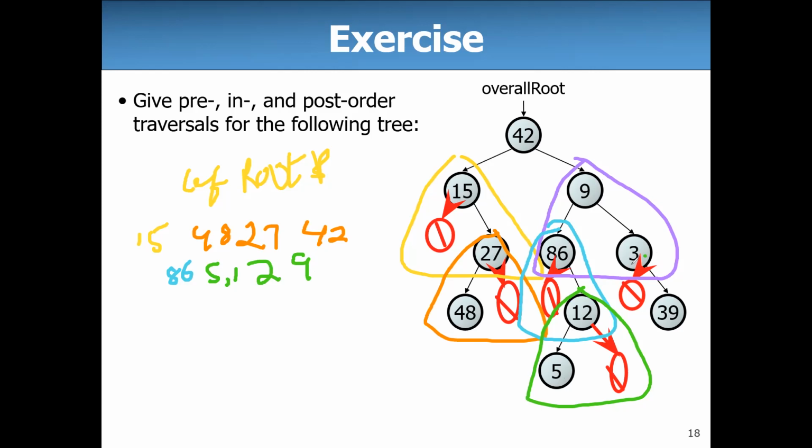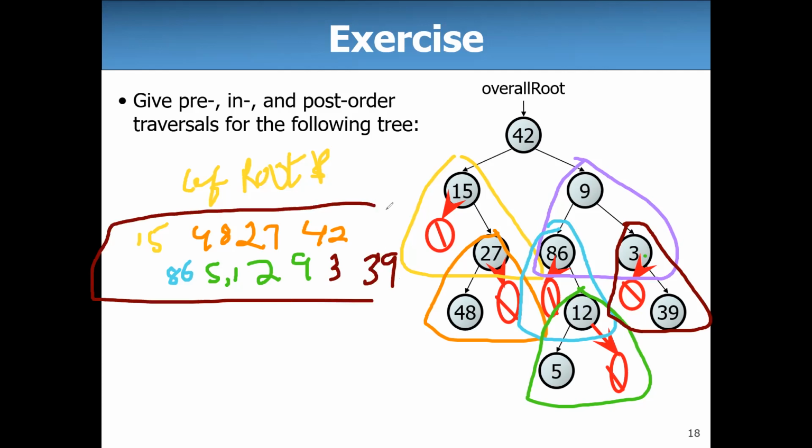When we went to the right side, there is another subtree. As you can see, this 3 has null on the left and 39 on the right. Again, you will apply the rule, left, root, and right. Left is null, we'll print root, which is 3, and then right, which is 39. And this is your in order.